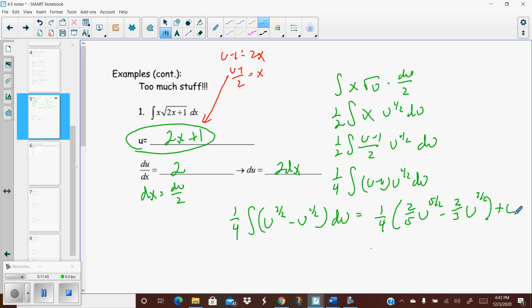So last thing is I'll distribute the 1/4 and replace the u value with 2x plus 1. So 1/4 times 2/5 is going to be 1/10. U was 2x plus 1. Don't forget the power is 5/2. Minus 1/4 times 2/3 is going to be 1/6. Replace the u with 2x plus 1. It is now to the 3/2 and plus c.